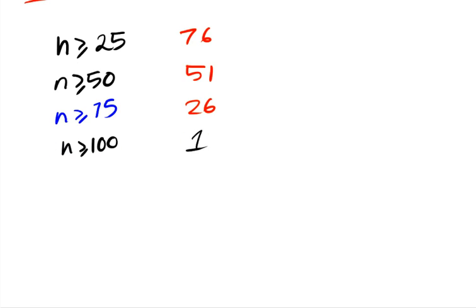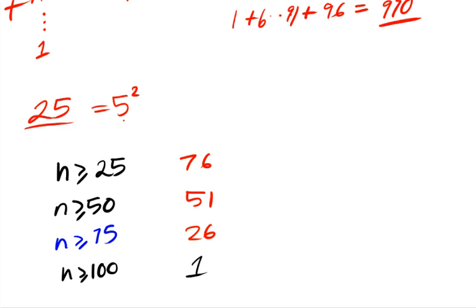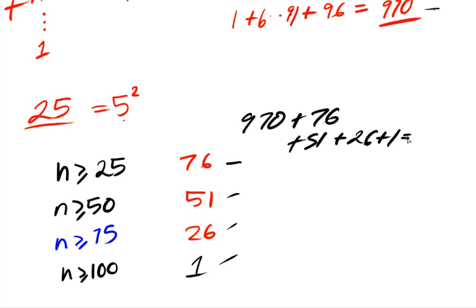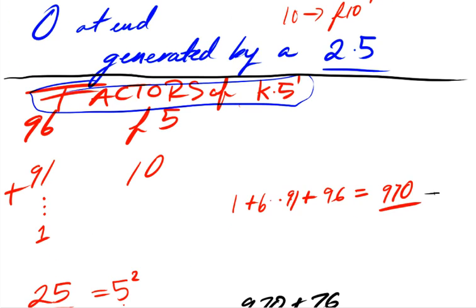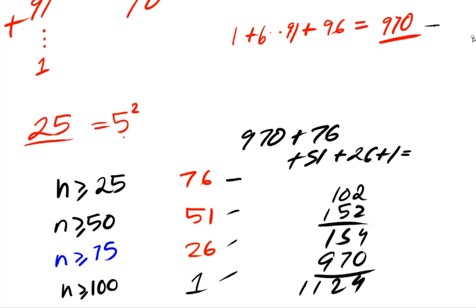So to find our total count, we simply add all these numbers. Upon adding them, you can find that this sum evaluates to, let's see, 76 plus 51, plus 26, plus 1 is 154, plus 970, 1124. So the remainder when n is divided by 1,000 is 124.